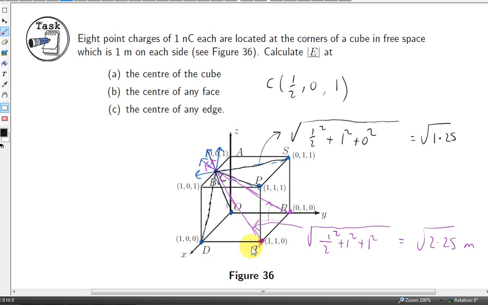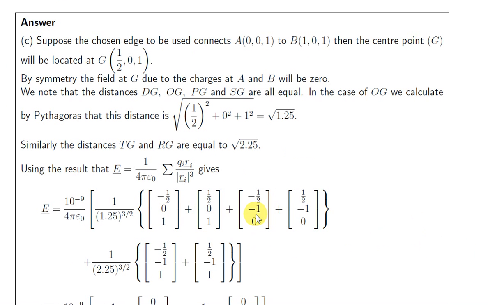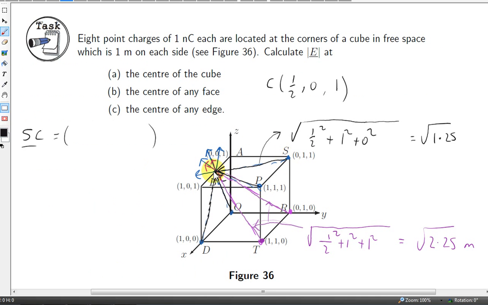Now we also know that we need to get the vectors from the charges to the point C. So we have to get vector TC, vector RC, then DC, OC, SC and PC. So we have 6 vectors to consider. 4 of those vectors are vectors of equal magnitude. They're the vectors of length 1.25, and the other 2 vectors, that's the purple ones that we saw, have magnitude 2.25.